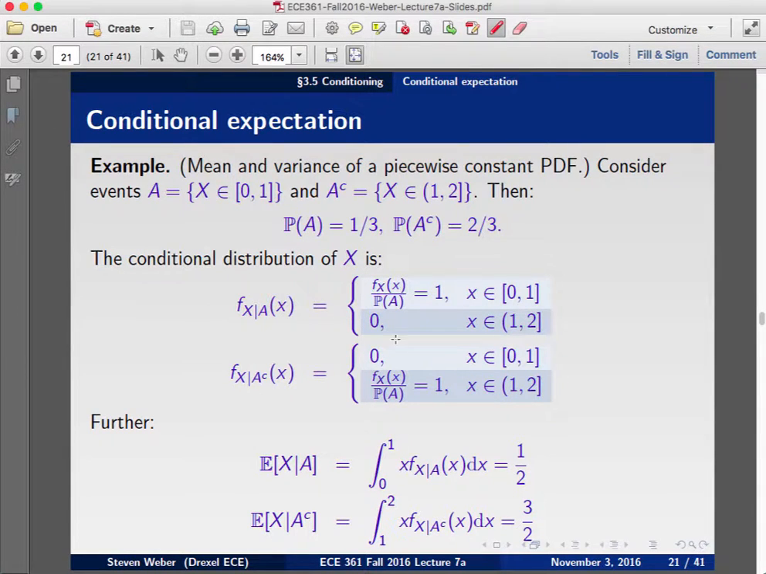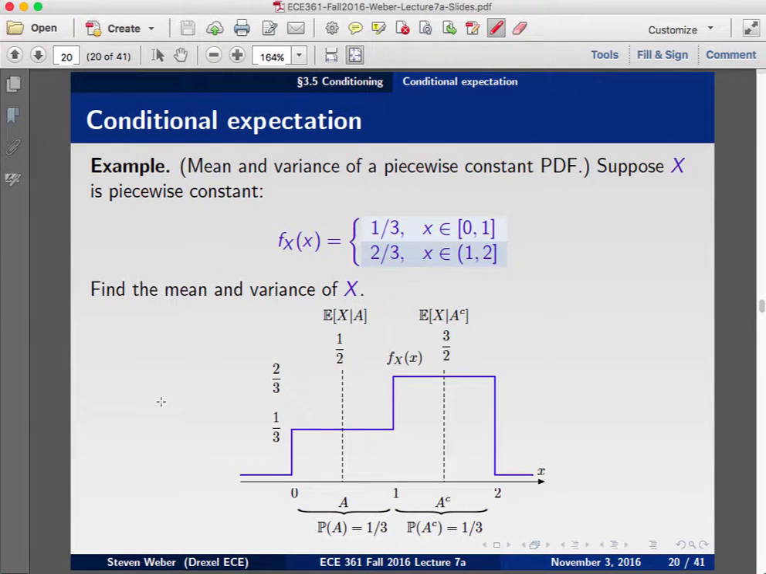So you see that the conditional expectation of X given A is 1/2, and the conditional expectation of X given A complement is 3/2. That's quite intuitive from our graphical picture. Given knowledge that X is in this interval 0 to 1, we know it's uniform over that interval, and therefore its expected value given A is going to be in the middle of that segment. Likewise, given knowledge that A complement is true, we know that X is uniform over this segment 1 to 2, and therefore its expected value given A complement is going to be in the middle of that segment, namely at 3/2.